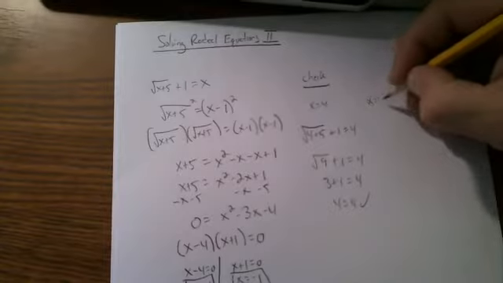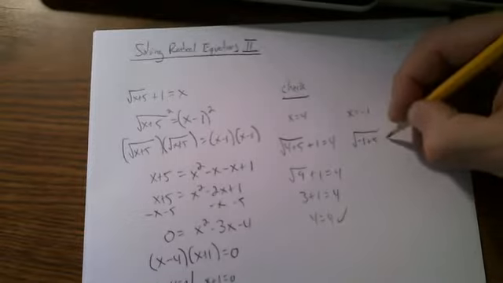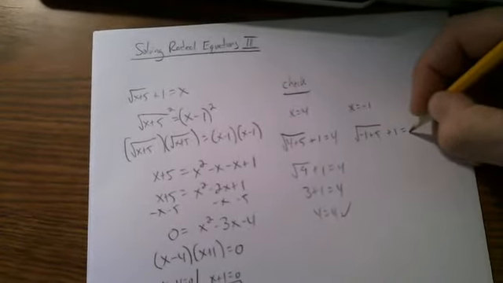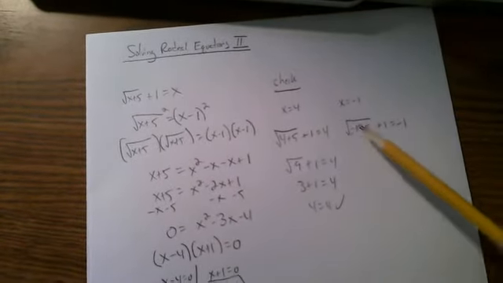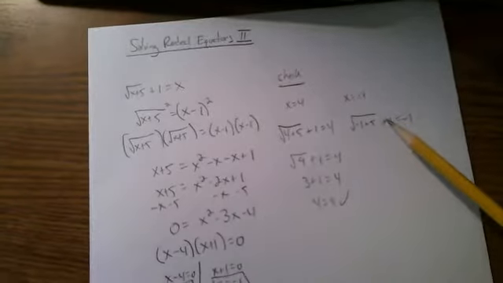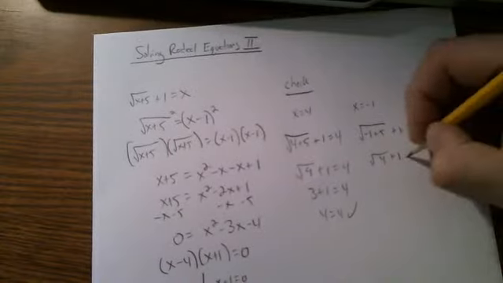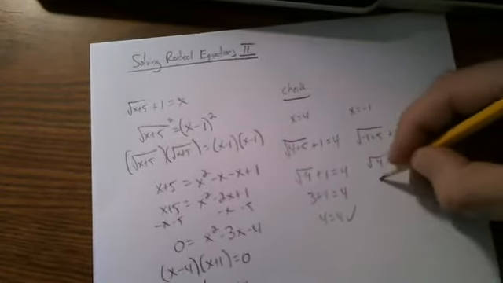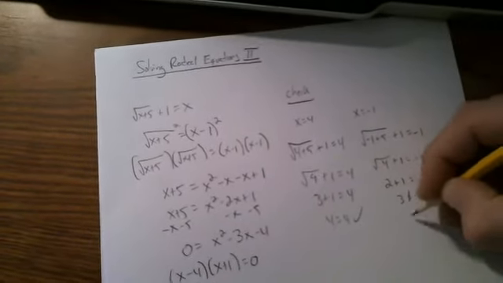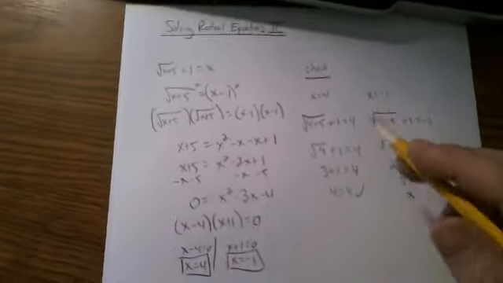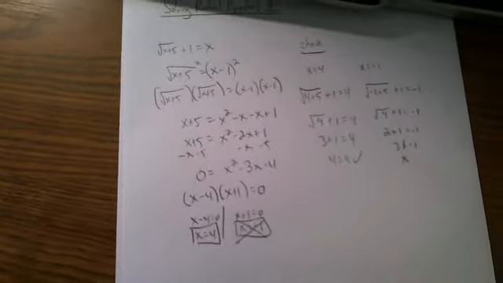Let's check negative 1. The square root of negative 1 plus 5, plus 1 equals negative 1. Well, I can already tell that I'm going to reject this solution. There's no way I could take the square root of a number, add something, and get a negative in return. But let's just show it. Radical 4 plus 1 equals negative 1. 2 plus 1 equals negative 1. 3 does not equal negative 1. So we're going to reject x equals negative 1 from our list of solutions. So our only solution here is x equals 4.